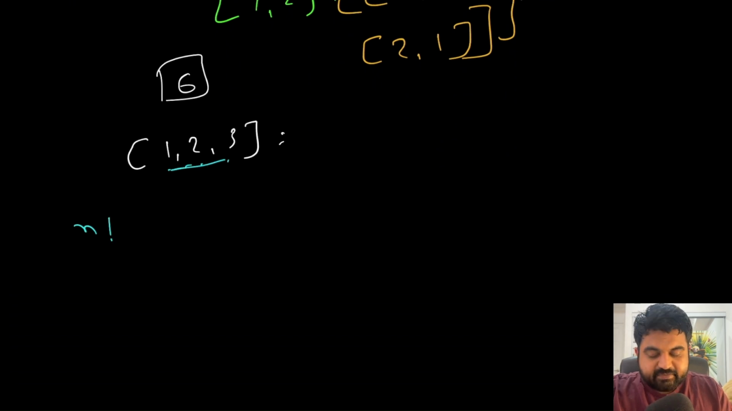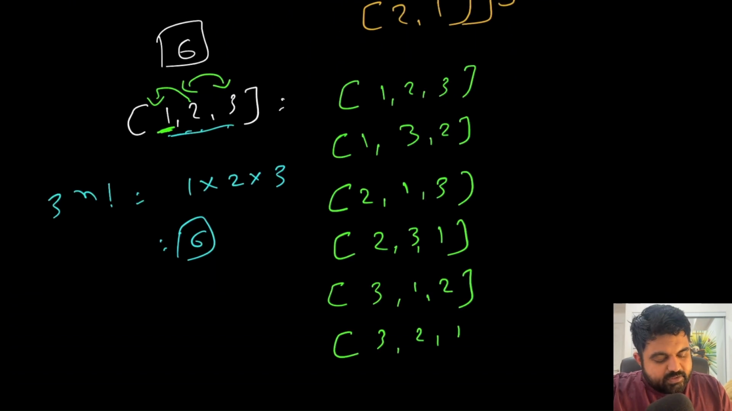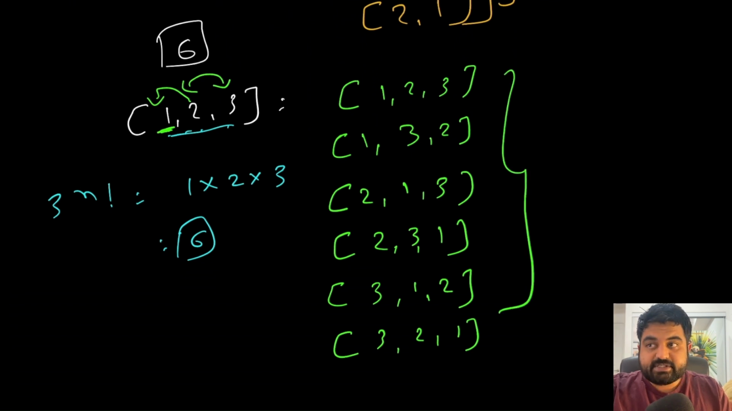So in this case we are given 3 elements, so the count is going to be 1 multiplied by 2 multiplied by 3, as in 3 factorial. So in this case the answer is going to be 6. Now let's see what all these 6 elements are going to be. Well, these are all the 6 permutations we can make.